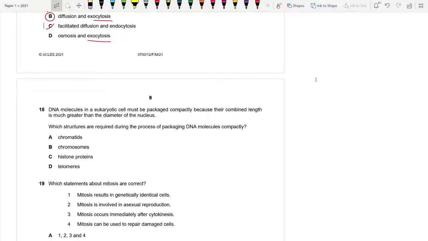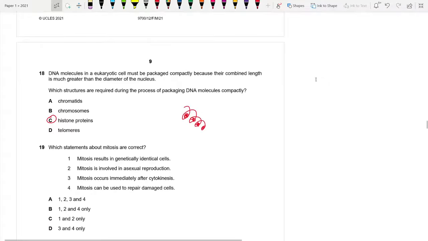18. DNA molecules in a eukaryotic cell must be packaged compactly because their combined length is much greater than the diameter of the nucleus. Which structures are required in the process of packaging DNA molecules compactly? So remember, packaging DNA, we need histone proteins. DNA is wrapped around histone proteins like this. Those are the histone proteins. They are basic in nature, right?